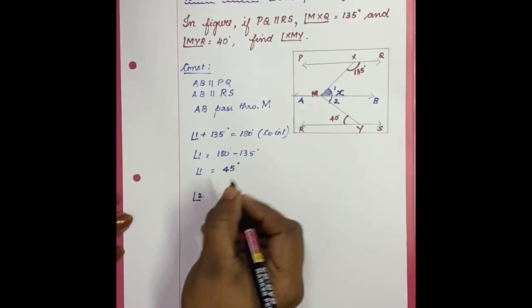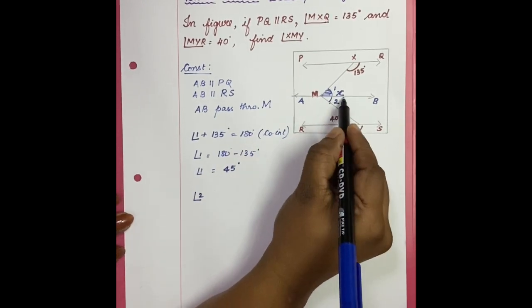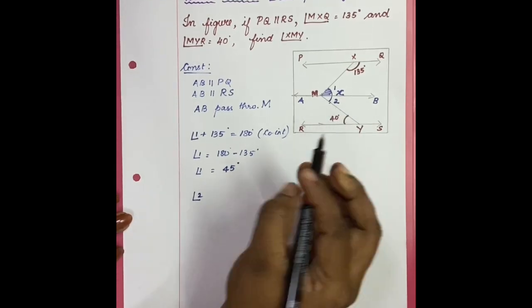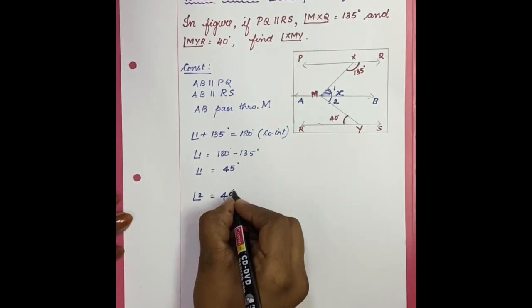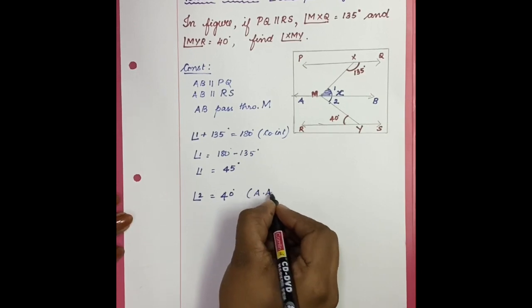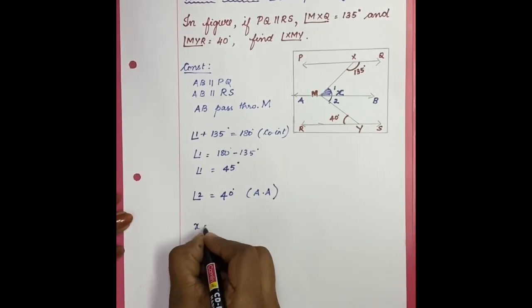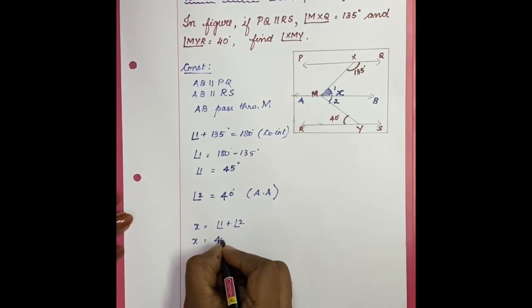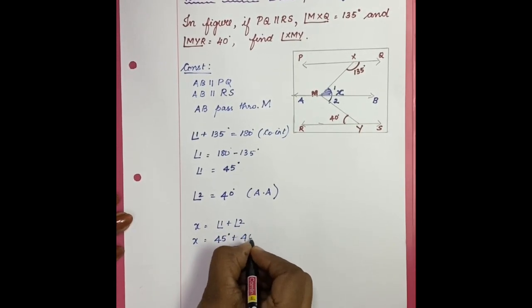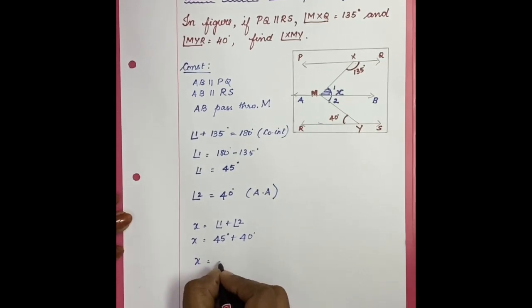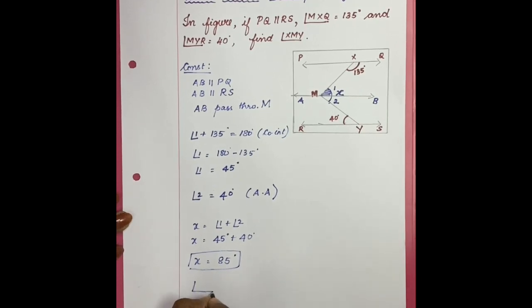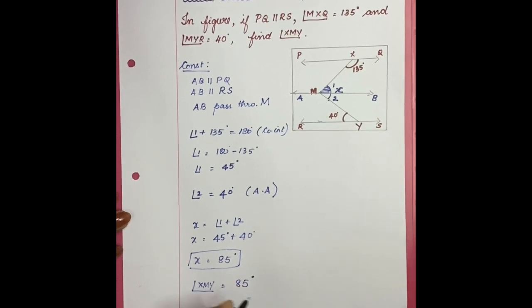What is angle 2? Looking at angle 2 and the 40 degree angle, basically what is it? Yes, they are alternate angles. Alternate angles are equal. So angle 2 is equal to 40 degrees because they are alternate angles. Now x is equal to angle 1 plus angle 2. So x is equal to 45 degrees plus 40 degrees, so x is equal to 85 degrees. So the answer, angle XMY, is equal to 85 degrees.